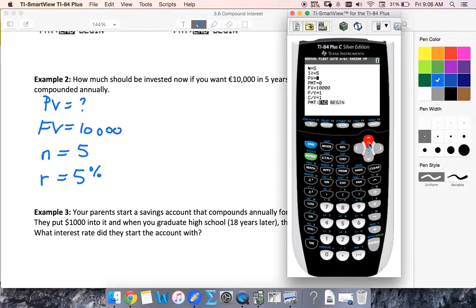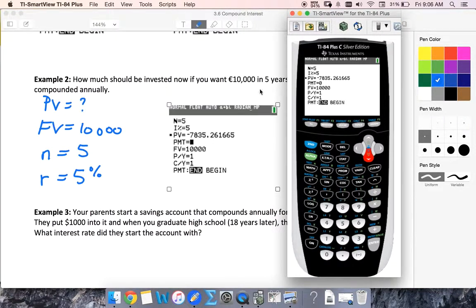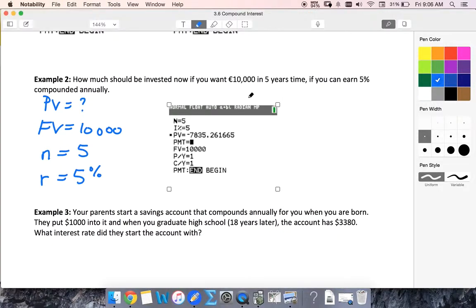So now I'm going to come back up to this. So I had to put in 0 to go past it. You can't just leave it blank. But now I'm going to come up and highlight it and alpha solve. So I need to invest $7,835, or euros, sorry, if I want this much money in 5 years' time.